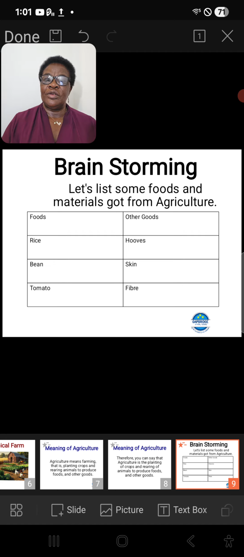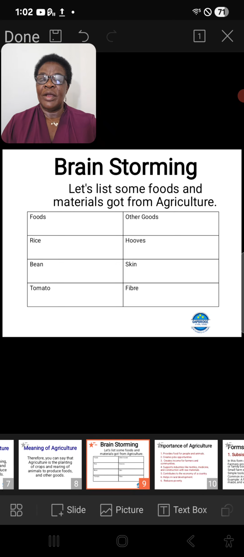If you look at the picture or the next slide on the screen, you can see what I titled brainstorming, for us to list some of the food materials we get from agriculture. Some of the foods are rice, beans, and tomato. There are many of them. I just put 3 here for you. You can list others that you eat. There are a lot of them in your kitchen. On the other goods, we have hooves, skin, and fiber. These are raw materials used by industries to produce other things that are used by human beings.